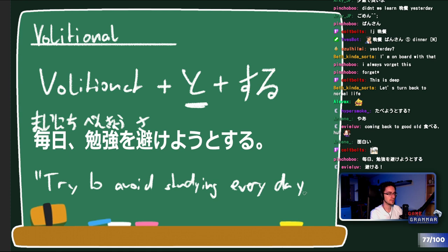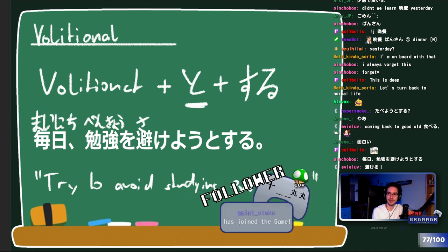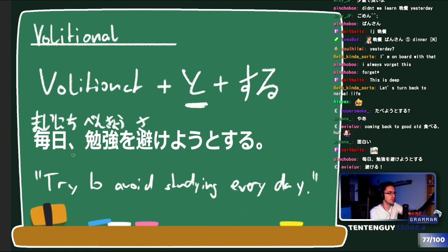Now, the problem here is with the phrasing, okay? When I say try to avoid studying every day in English, it sounds like I'm giving you advice. It sounds like, hey, try to avoid studying. That's not what this means. This means that you're talking about someone who's doing that, okay? Saint Otaku, thanks for the follow. Arigato. So you're making a statement about either yourself or someone else who's actually doing this. You're observing this tendency, this action. Like, 毎日勉強を避けようとする. Like, he'll try to avoid studying every day. Or he avoids studying every day, as a habitual thing. Okay? This is not like, try to avoid studying every day. So like, he, she, they, or I try to avoid studying every day.